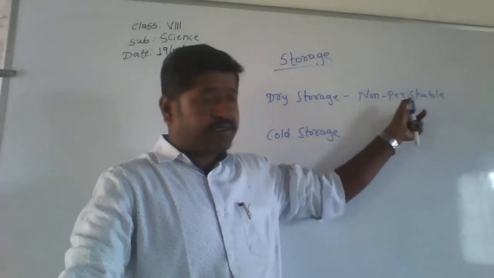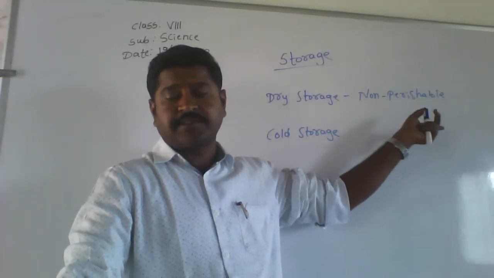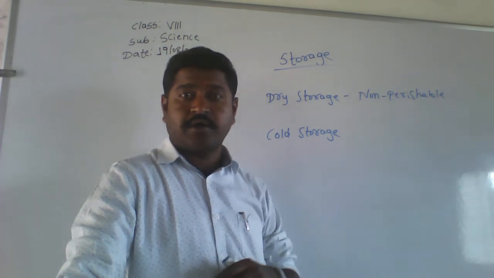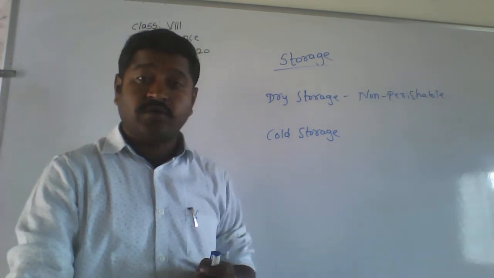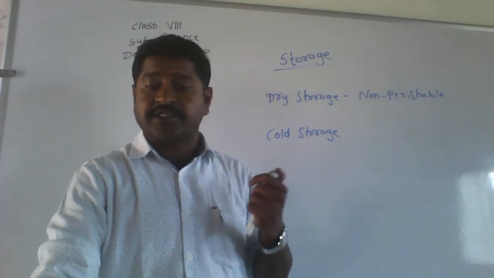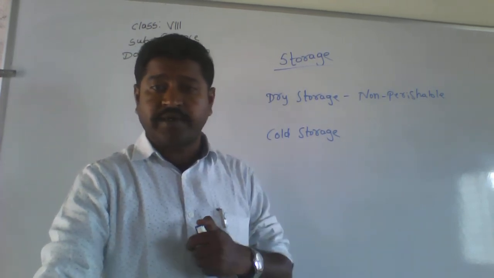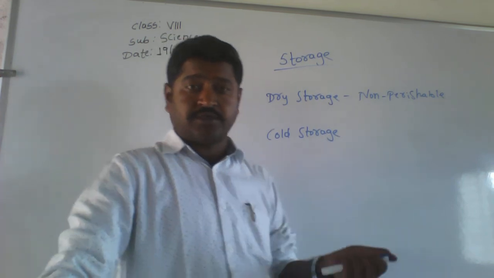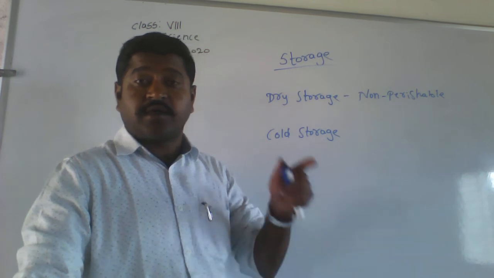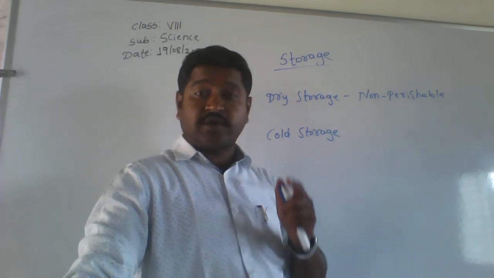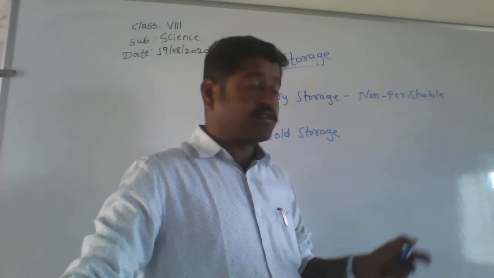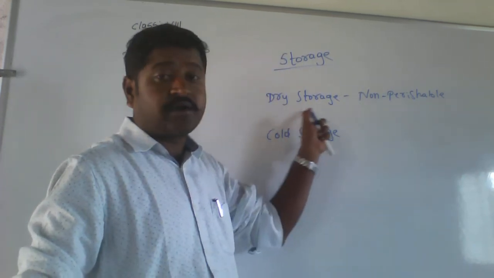What is perishable? Actually, what is the meaning of perishable? It is decaying, or the one which is going to spoil. Perishable means it is going to spoil or decay. So remember the word here: non-perishable means the food items which are not going to spoil or decay, and they are stored under dry storage.